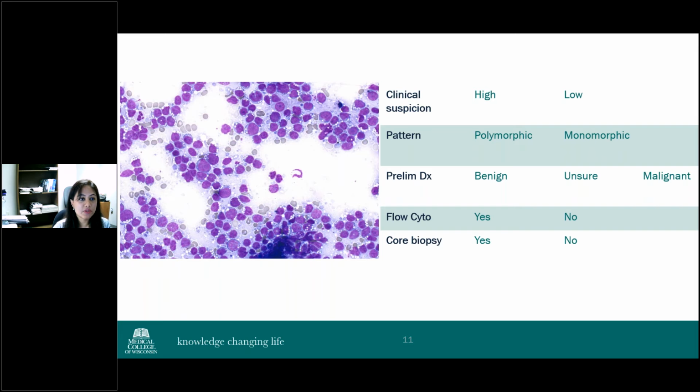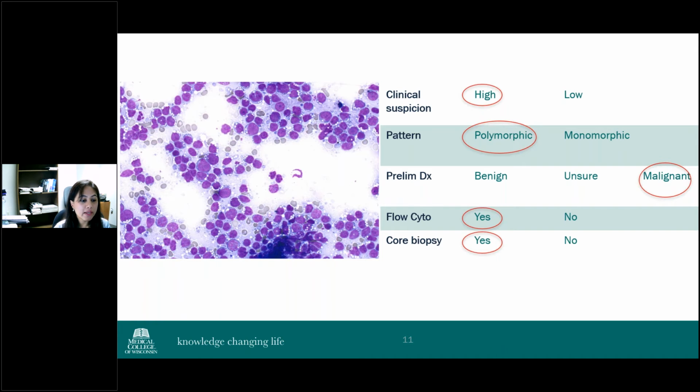What was the clinical suspicion in this case? The clinical suspicion in this case was high. The pattern was mostly polymorphic. There was an equal number of smaller and larger cells. However, the lymphocytes looked very atypical with all these vacuoles and irregularity. So the preliminary diagnosis here was malignant. We did ask for a flow cytometry and a core biopsy.